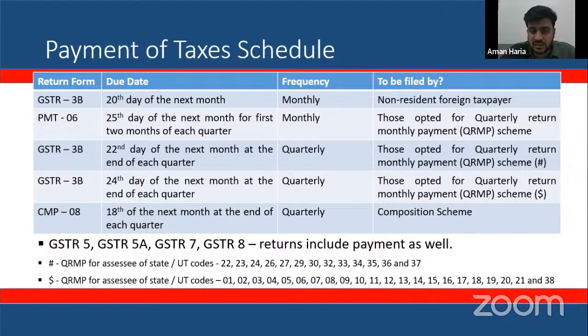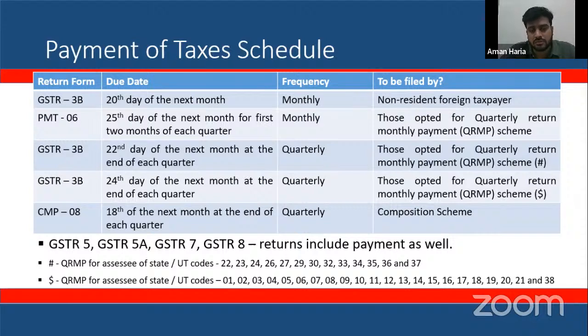For composition scheme taxpayers, there is a challan for payment called CMP 08 that is required to be paid by 18th of the next month at the end of each quarter. So for April to June, by 18th of July, they are expected to make the payment of taxes under the composition scheme.